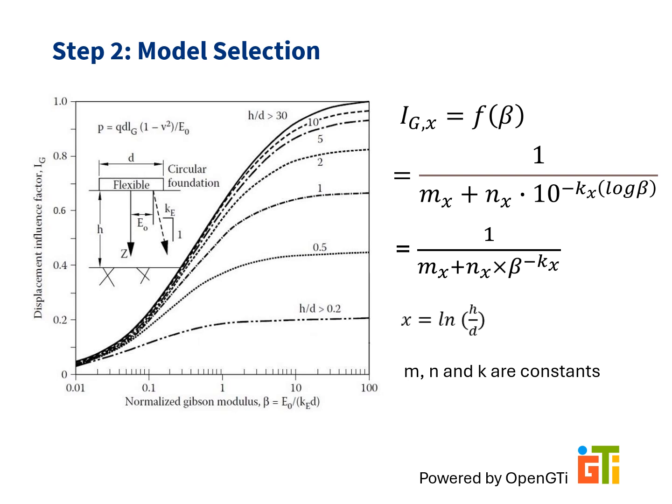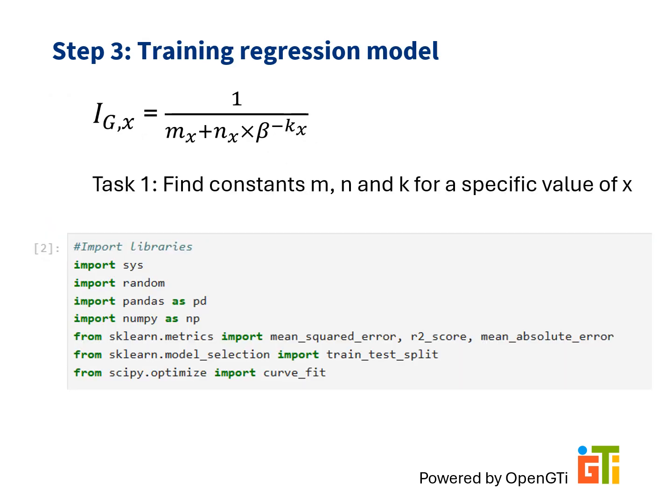Step 3. Training regression model. I'm going to use Python codes with the aid of machine learning libraries such as scikit-learn and scipy to train a regression model. A good model should be able to minimize the error between predicted result and actual measurements. As such, R2 scores are a good indicator to evaluate the model performance. Here is an example of the Python scripts.